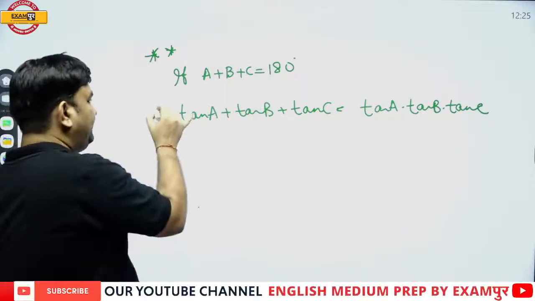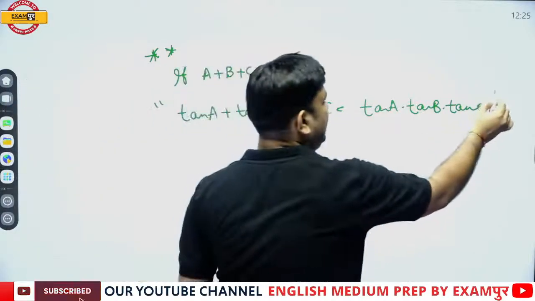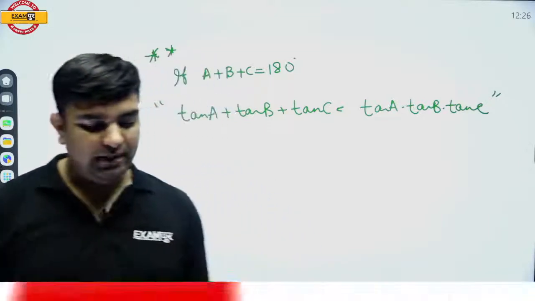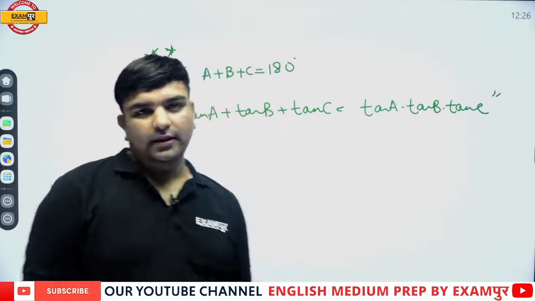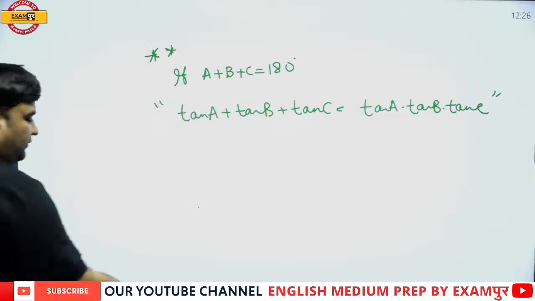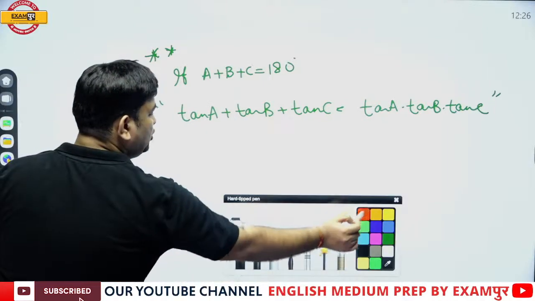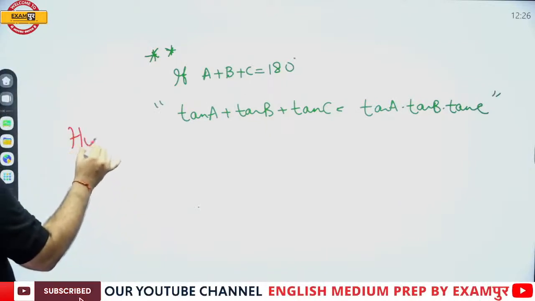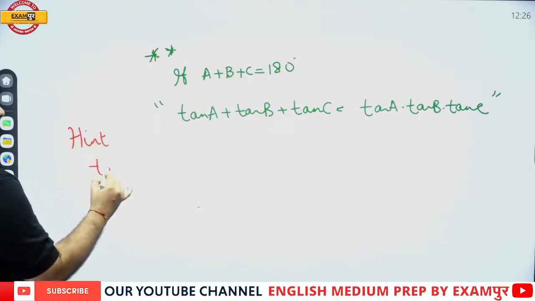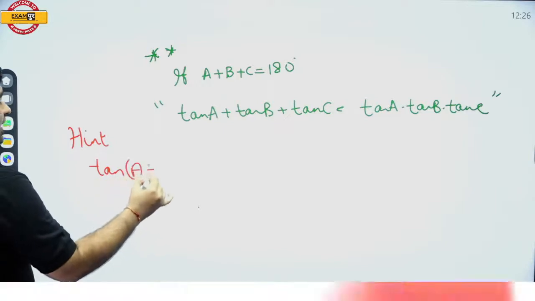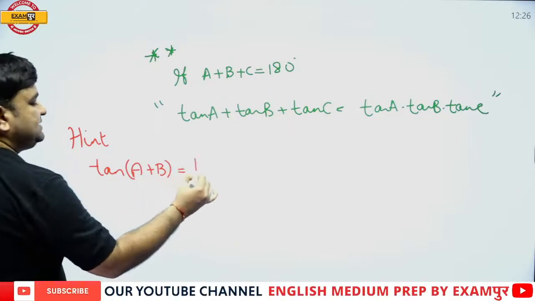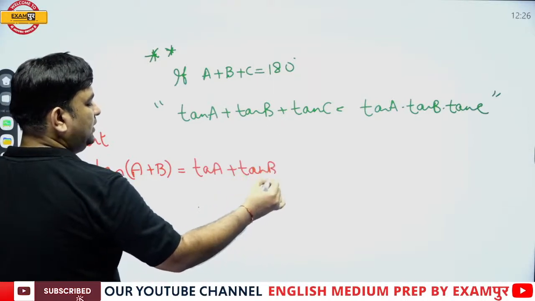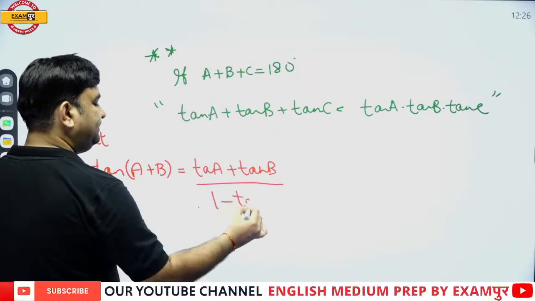Okay, you have to try its derivation. I can tell you, but I want you to do some work over it. What is going to be used? What is the hint, guys? The hint is the tan of A plus B formula, which is tan A plus tan B upon 1 minus tan A tan B.